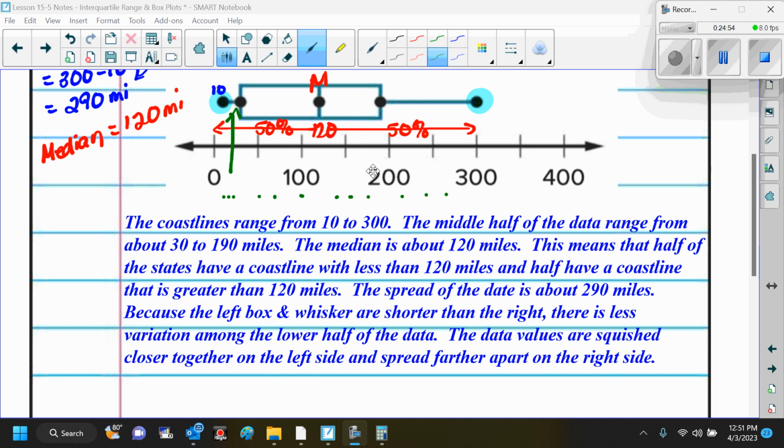The median is 120. So that means that half of the states have a coastline that is less than 120, and half of the states have a coastline that's greater than 120 miles. Okay? The spread of the data is about 290 miles. Now, because the left side of the box and whiskers is shorter than the right, there is less variation among the lower half. That means the data values are squished closer together on the left-hand side, and on the right-hand side, they could be spread further apart.